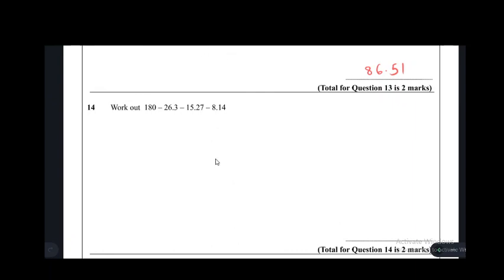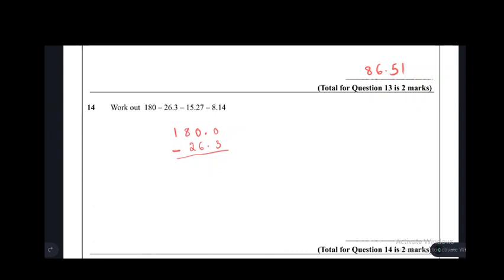So number 14 gives us 180, and we are taking away 26.3. So remember, this is like 0.0. So we start by subtraction. I'm gonna write that, and then when I subtract, what am I gonna get? Yes, 0 take away 3 is not possible, so I'm gonna have to borrow from the next number. 0 again is 0.